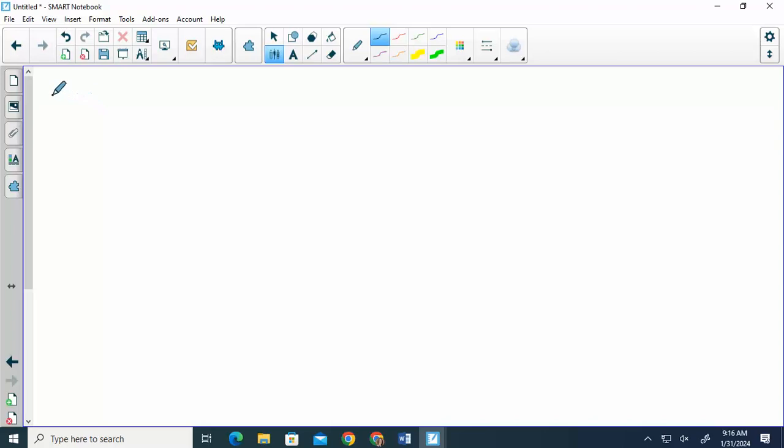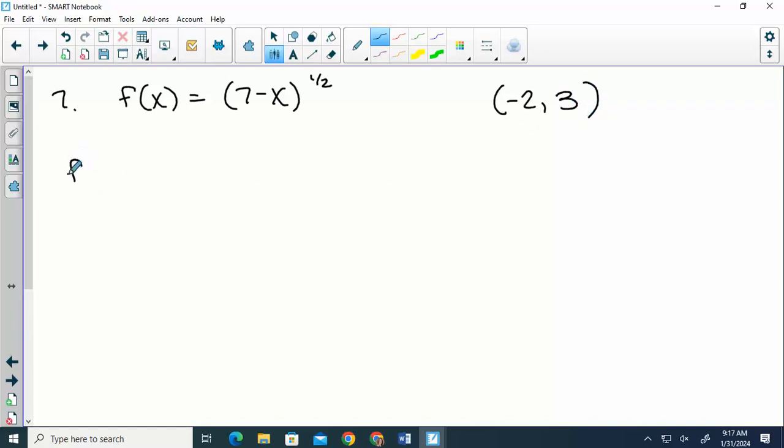Number 7. We're doing linear approximation, so we are essentially trying to write the equation of the tangent line. It's a square root, so we could write it as a 1/2 power if we preferred, whatever you like. Our a is -2, so if you plug -2 into this, what do you get? 3, because it becomes 7 plus 2, which is the square root of 9, which is 3. So that's my point. To write the equation, we need a point and the slope.